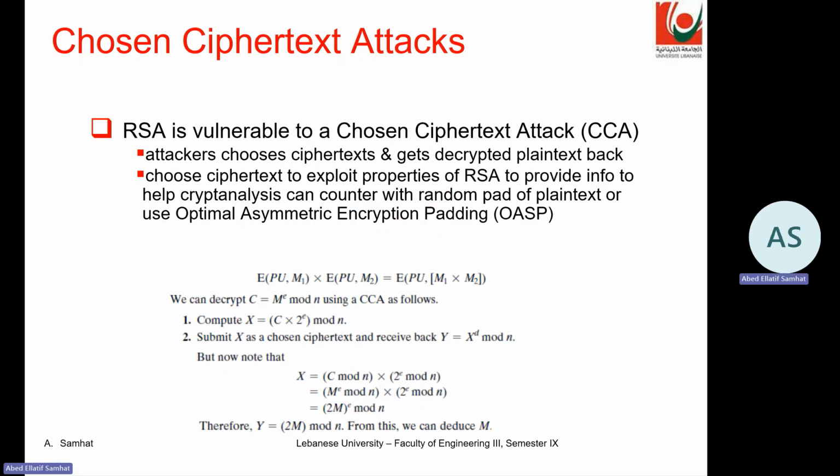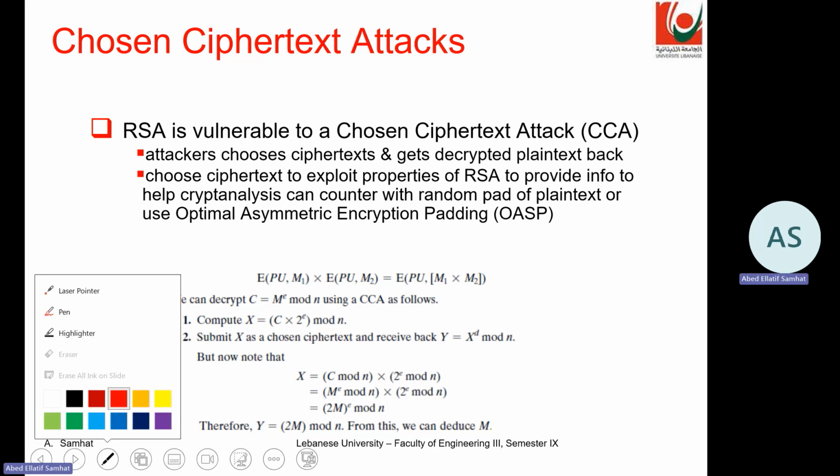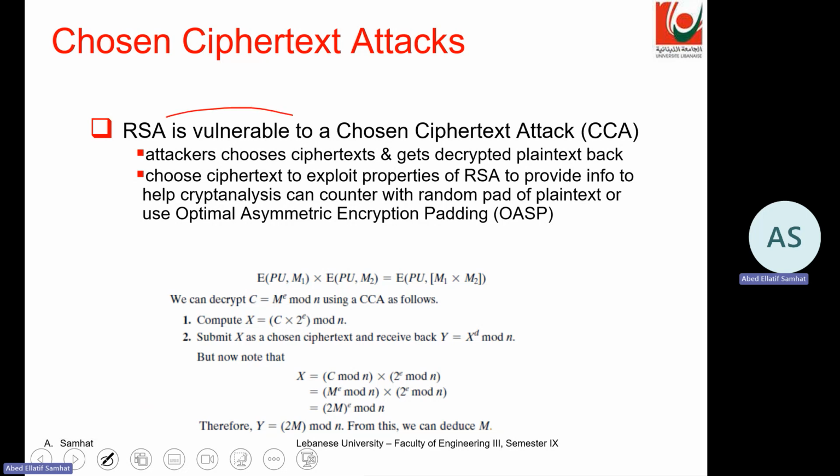Okay, let's continue. In Chapter 5, the RSA asymmetric encryption algorithm. Regarding the different attacks, we are now at the chosen ciphertext attack. This attack is well known, and RSA is vulnerable to this chosen ciphertext attack. We will see together how the attacker could choose ciphertext and then get decrypted plain text back.